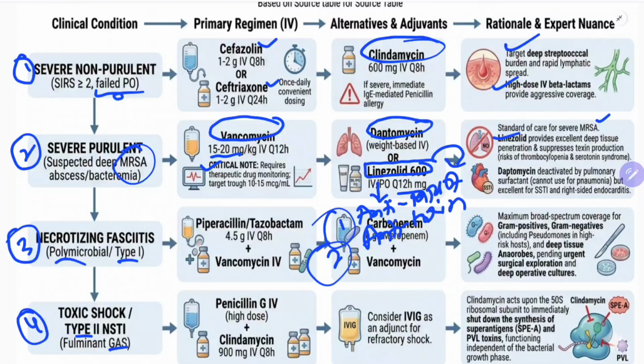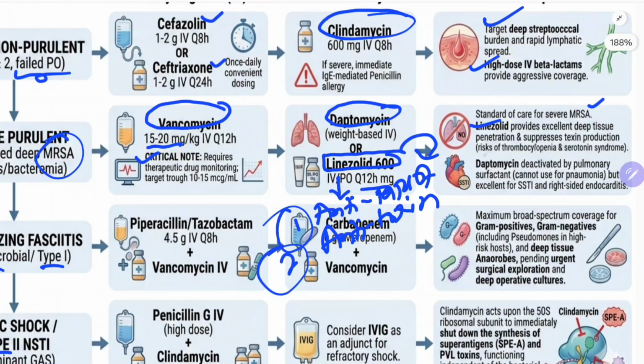But what are the side effects? You should remember there is a risk of thrombocytopenia, and risk of serotonin syndrome if you use this with SSRIs or SNRIs or atypical antidepressants. Sorry, if you use it with tricyclic antidepressants, SSRIs or SNRIs, there is a risk of serotonin syndrome. Okay, that you should remember. So be careful while using linezolid in psychiatric patients.